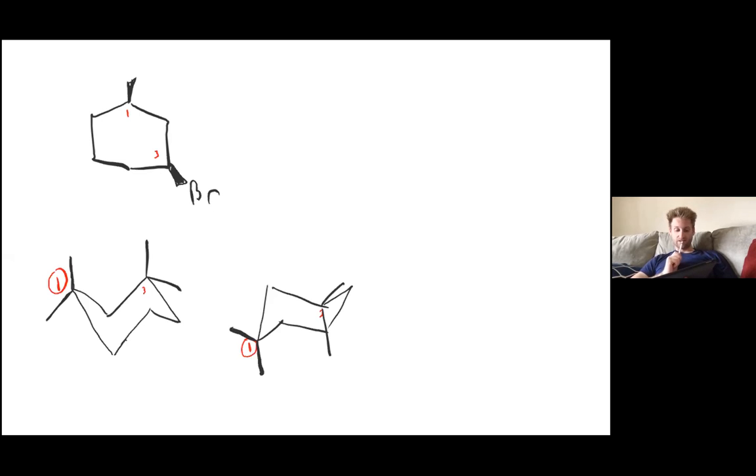Also, generally speaking, the axials and the equatorials should always flip between your two chairs. So if this is going up in your one chair, it should be going down in your other one. If you end up having the same thing, that means you messed up somewhere. Okay. So as a general rule for these, if you have a wedge, this is going to equal your up position.